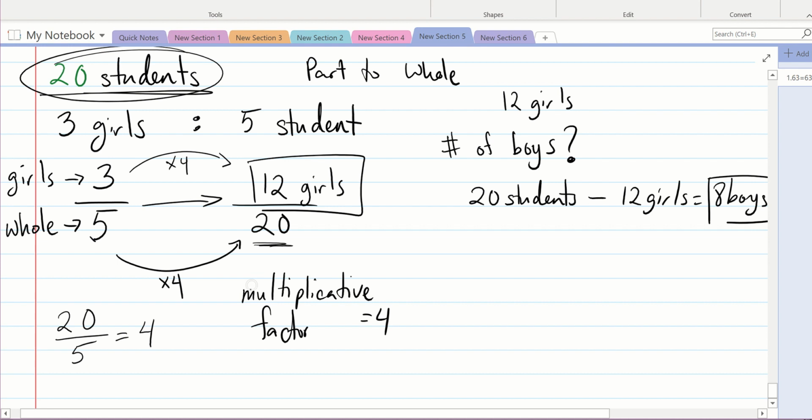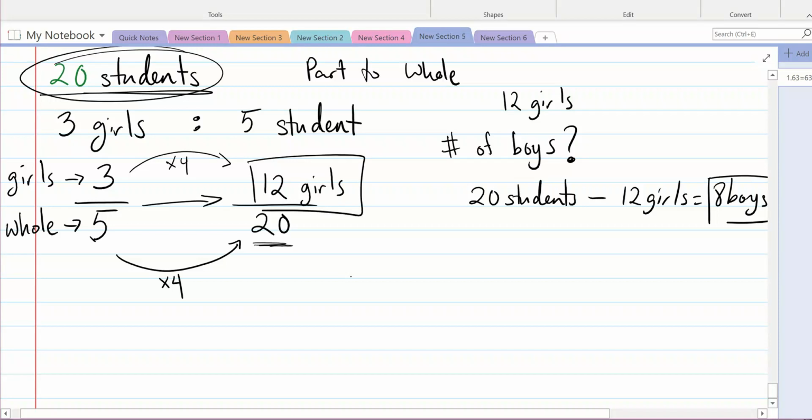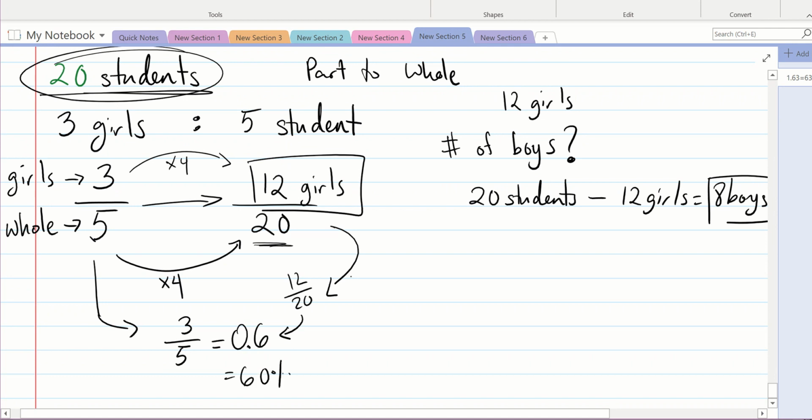Now, when you're doing this, I'm going to erase this for a second. When you're doing this, just to check if this is 12 girls, remember when we talked about converting fractions to decimals and percentages, right? This equals 0.60, and 12 over 20 also equals 0.60, or 60%. It's the same exact thing. So regardless of the ratio, the percentage or the decimal is going to remain exactly the same. So that's one way of checking your work.